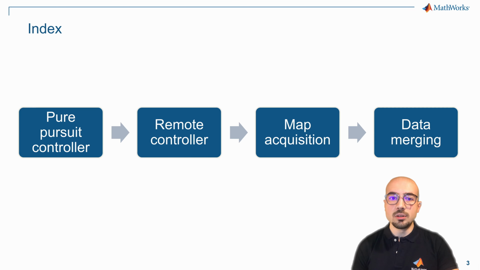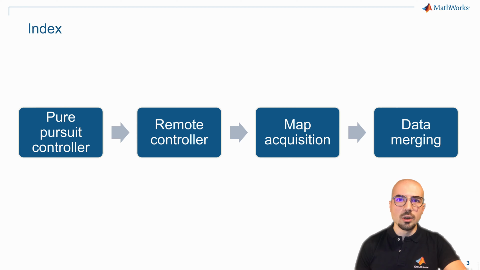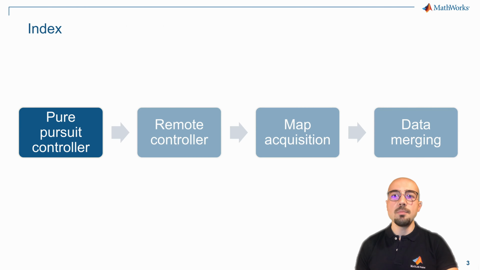We are going to speak about the pursuit control that last time was just introduced. Then the remote controller, a fast way to control the robot by ourselves. Then the map acquisition, so how to acquire data from the robot about the environment. And last, how to merge this data in order to obtain a complete map. So let's start. The pursuit.